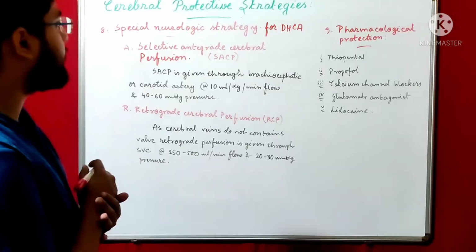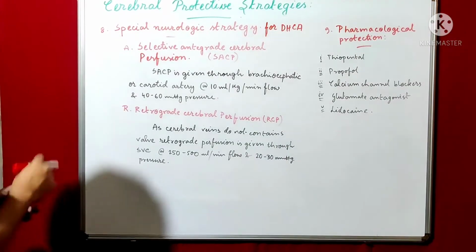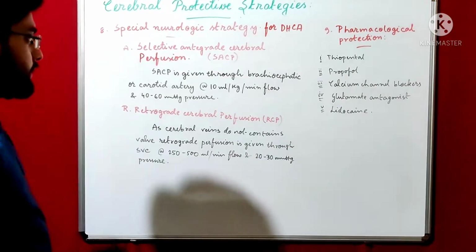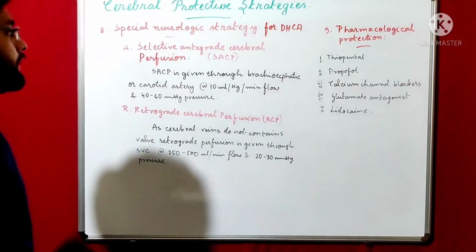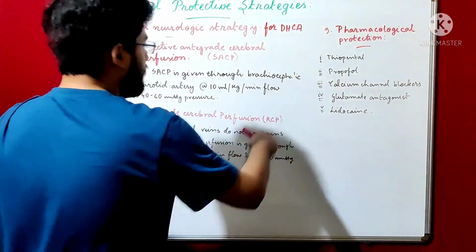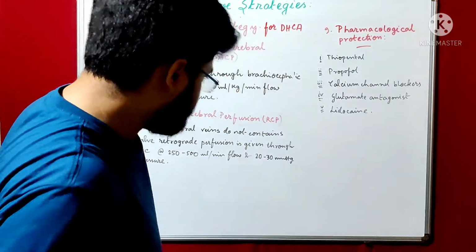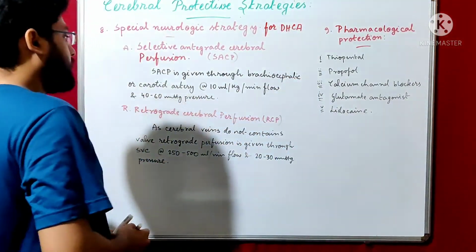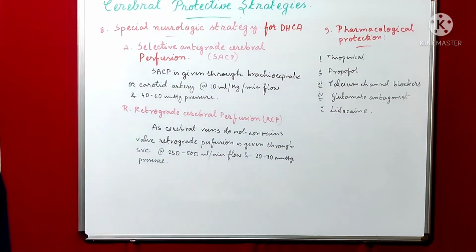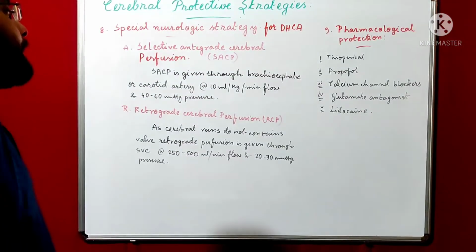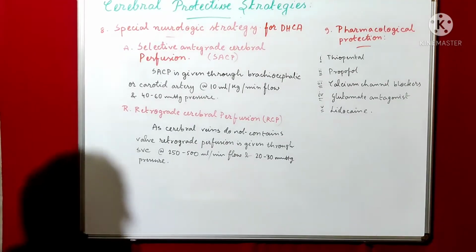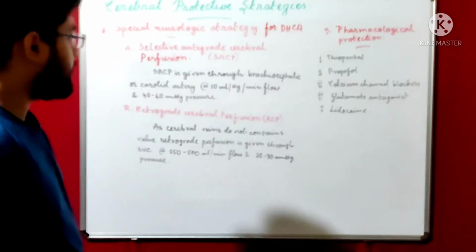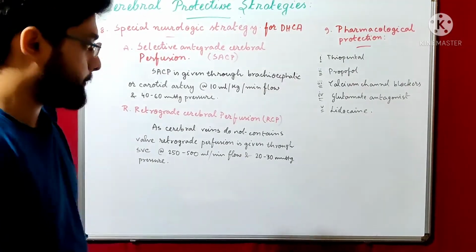So selective antegrade cerebral perfusion is given usually through brachiocephalic or carotid arteries, and flow is given at a rate of 10 ml per kg per minute, and pressure is maintained at 40 to 60 millimeter of mercury.